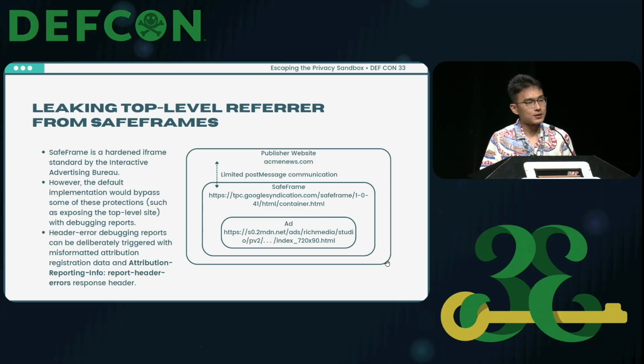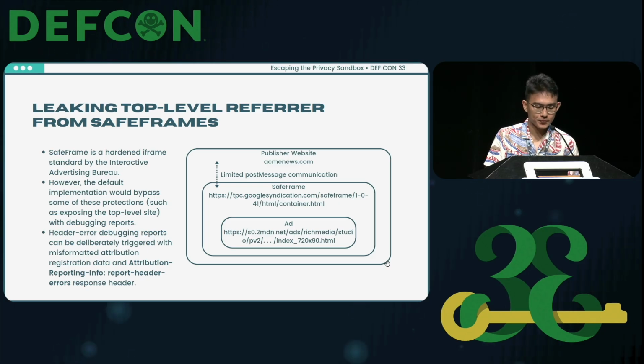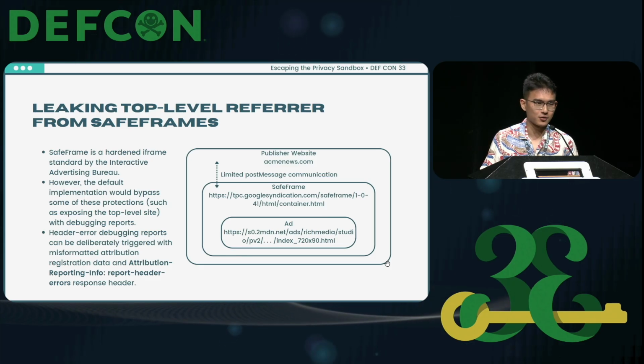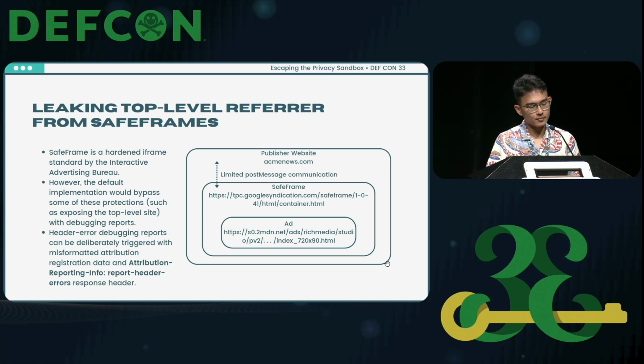So what this means is that previous mitigations or protections that were based on this assumption of using the referrer header no longer work as intended. And one of these technologies is SafeFrame. SafeFrame is a hardened iframe standard by the Interactive Advertising Bureau, which is kind of a conglomeration of various advertising platforms, including Google, which uses them for DoubleClick ads.